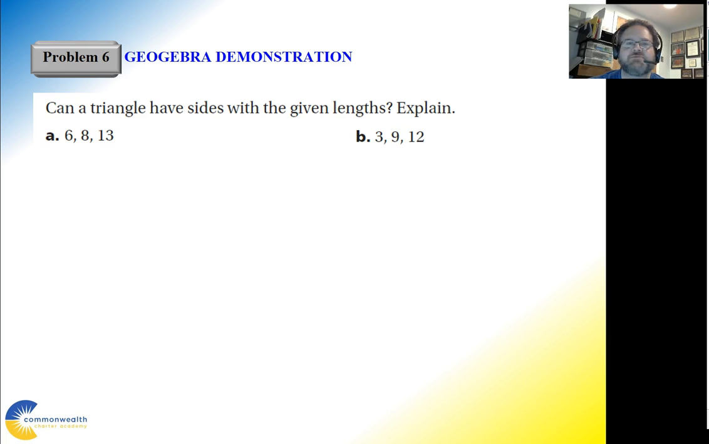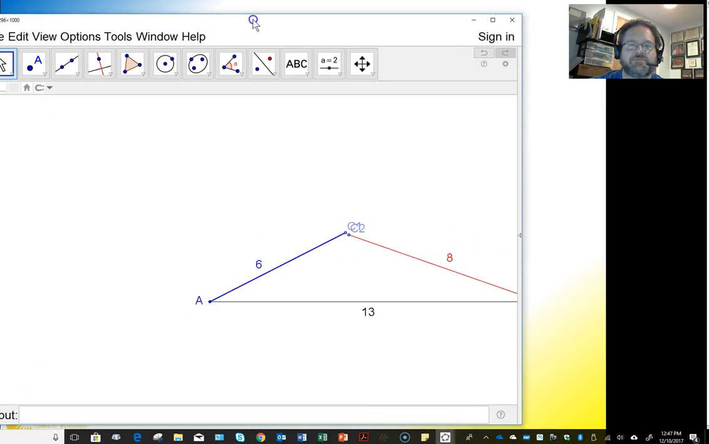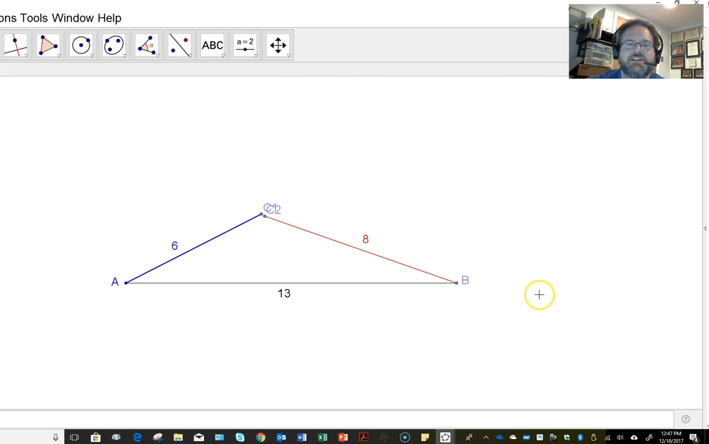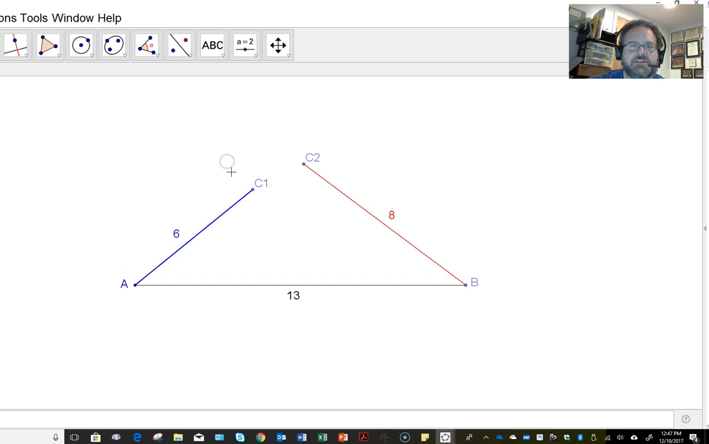I have a GeoGebra slide here to look at. If I can pull it over. There we go. And I'll maximize that a bit. As you can see here, I have 6, 8, and 13, and these sides are programmed to swivel, so I could put them in certain positions. So, can I form a triangle out of these lengths?